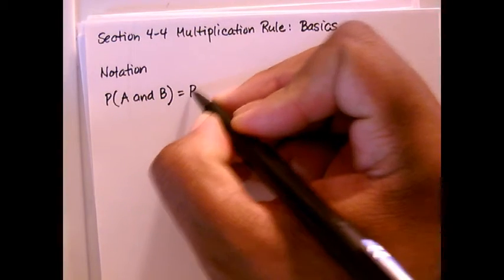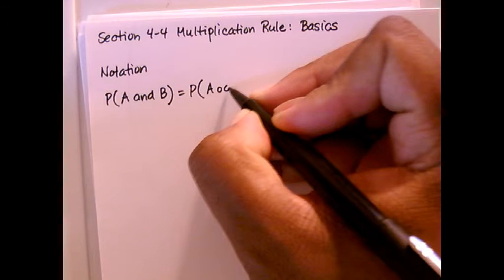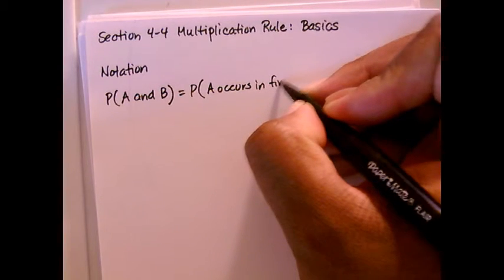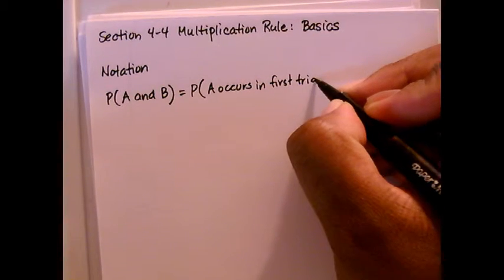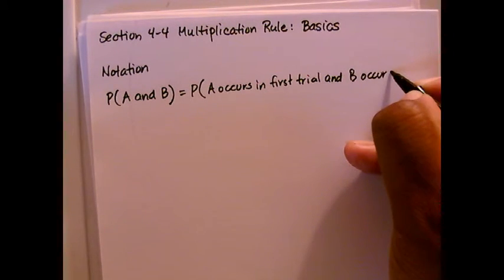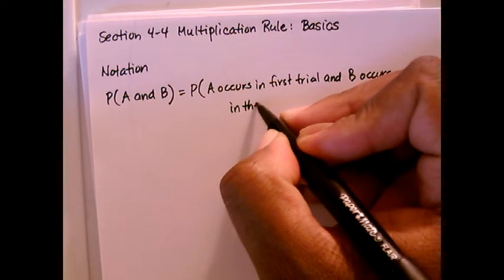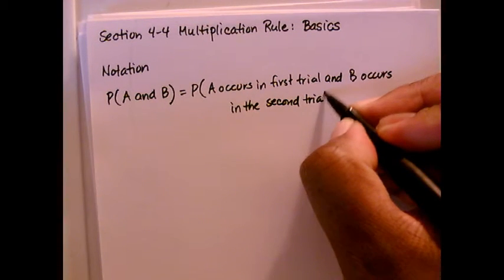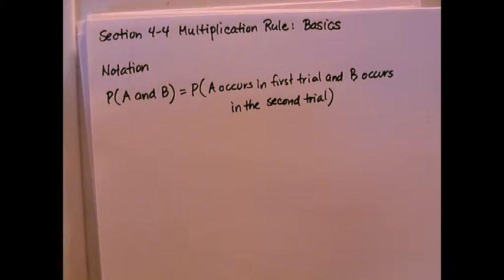And what that means is this. That is the probability that A occurs in the first trial, and B occurs in the second trial. Okay, so in the multiplication rule, we're going to be using the word and in this particular situation, because event A has to occur first, and then B occurs in the second trial. So both A and B are occurring.